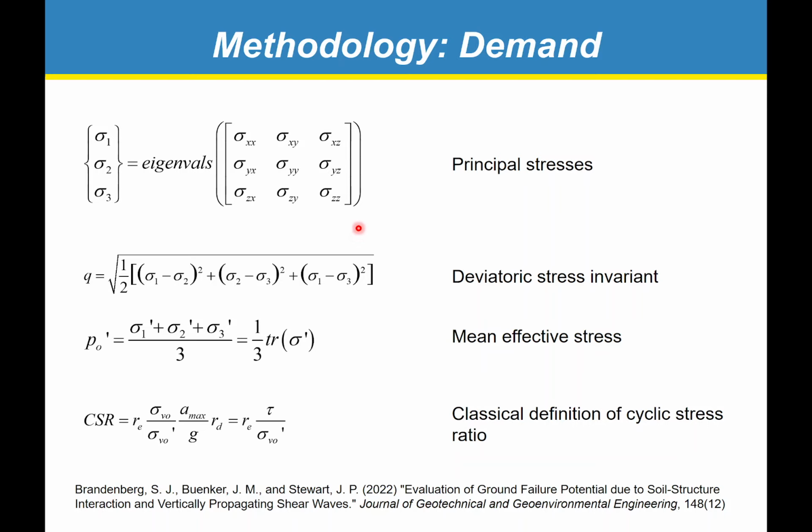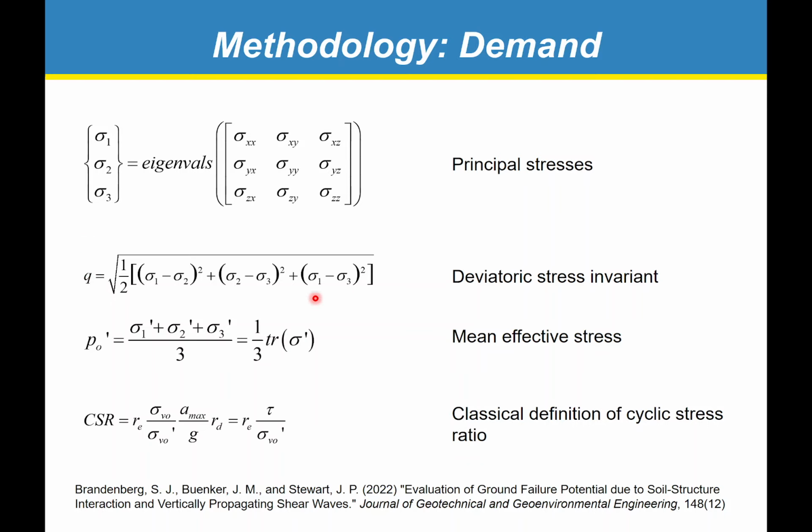So we end up with that fully populated stress tensor shown here, and we can then compute principal stresses by simply taking the eigenvalues of the Cauchy stress tensor, right, at any particular time and at any point. So we get sigma 1, 2, and 3. Then in order to define a CSR quantity, what we do is use deviatoric, we use invariance, right?